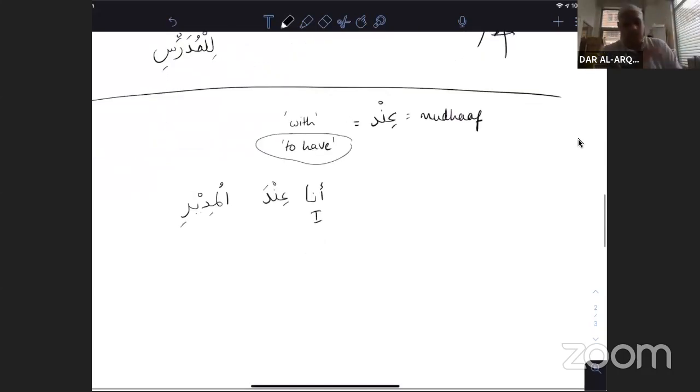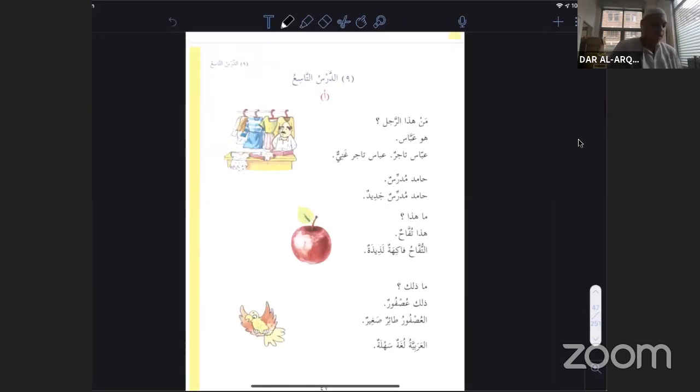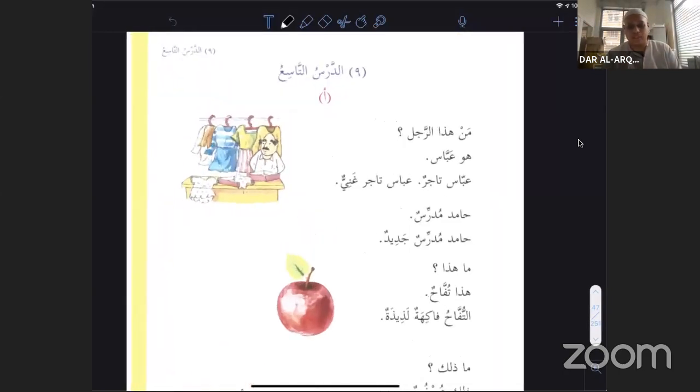Okay. Now let us go back to the lesson, inshallah. Lesson 9. Sorry, why did you write mudaf next to it? The reason why I wrote mudaf next to it is because it acts as a mudaf. Therefore, the next word has to be mudaf ilayhi. So as you can see, I said, ana inda al-mudiri. So the mudir was the mudaf ilayhi. Is that clear?